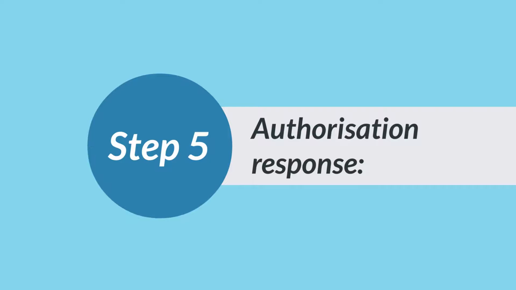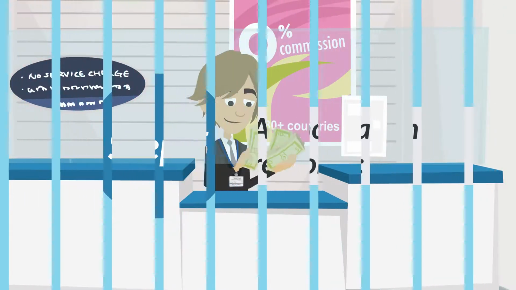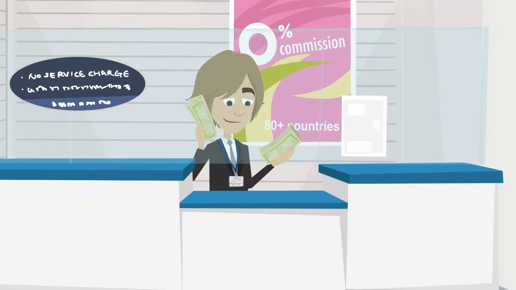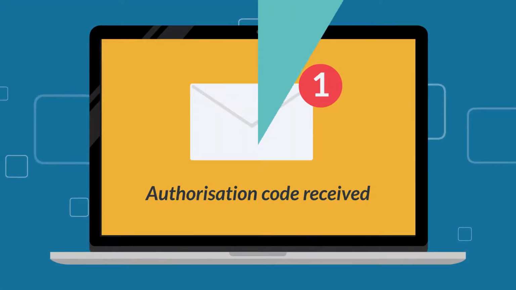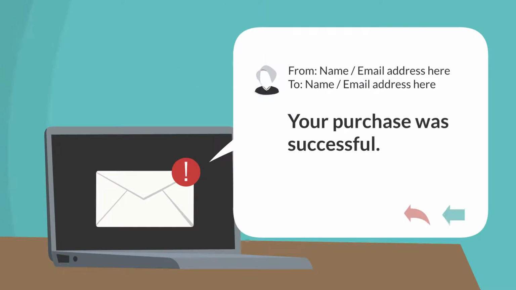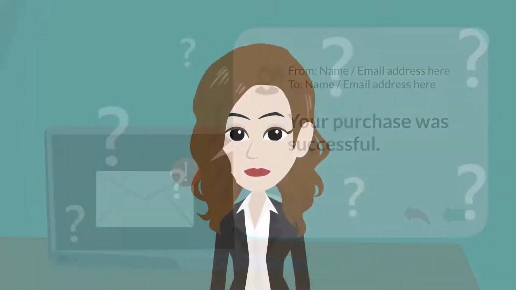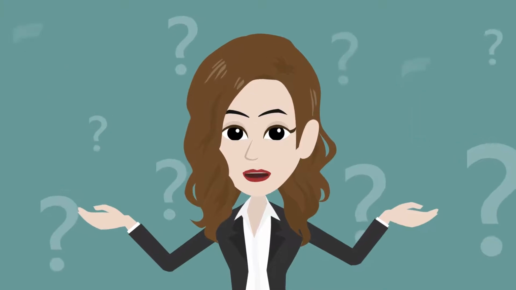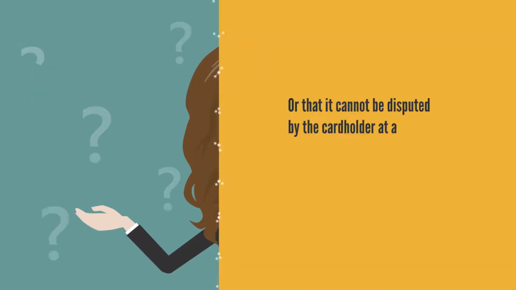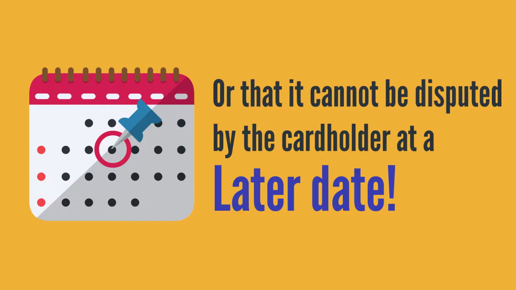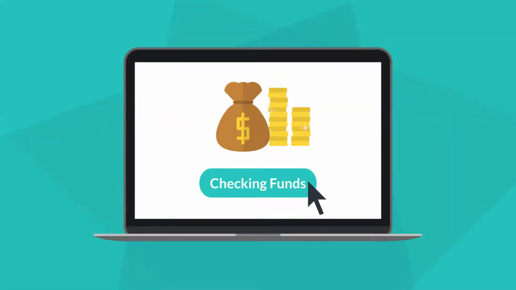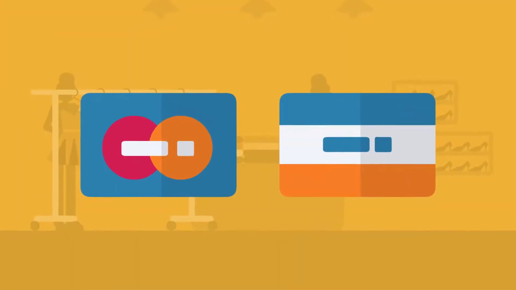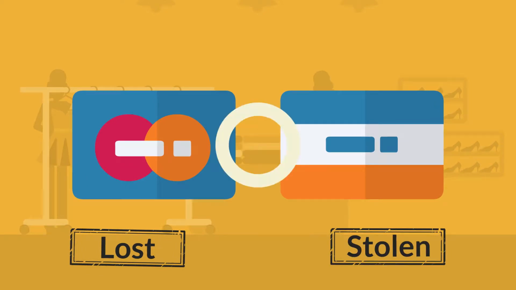Step 5. Authorization response. The card issuing bank authorizes the transaction and sends back an authorization code to the merchant. The cardholder receives confirmation that their purchase was successful. The authorization does not guarantee that the transaction is not fraudulent or that it cannot be disputed by the cardholder at a later date. The authorization process simply confirms that there are sufficient funds to make the purchase and that the card has not been reported as lost or stolen.